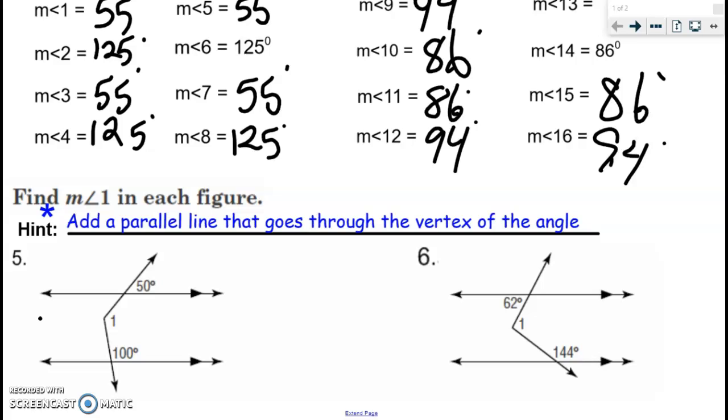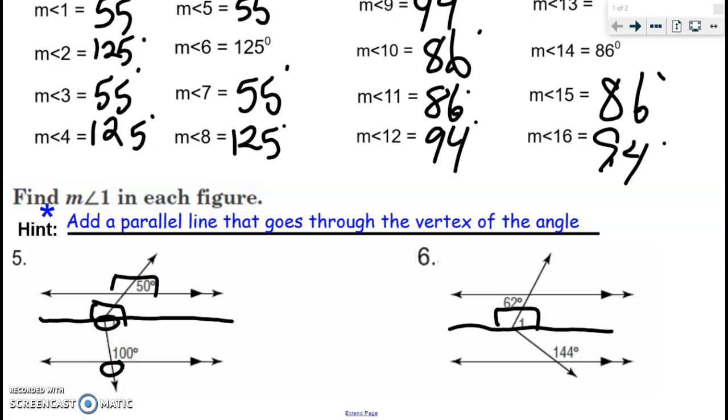What does that mean? It means you're going to add a parallel line right here. Here's what that means: we have two sets of rules again. We have these angles that correspond with these angles, and then these angles correspond with these angles. So it actually allows us to create another set of rules. Do you see how that works out? So let's do it.